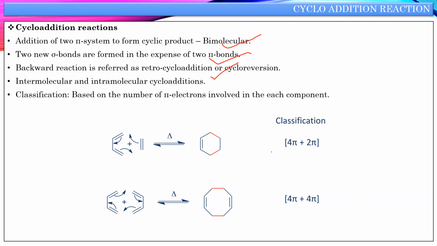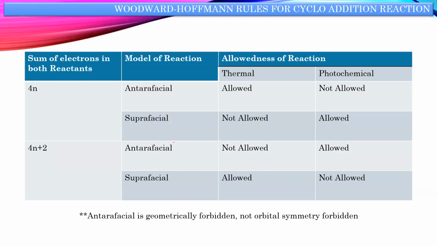Here also there are 2 classifications. Here it is a 4n plus 2 pi system. It is a 4n pi system. As bimolecular, this pi bond's electrons will form a sigma bond. This pi bond migrates here to give the final product. These types of reactions are all called cycloaddition reactions.